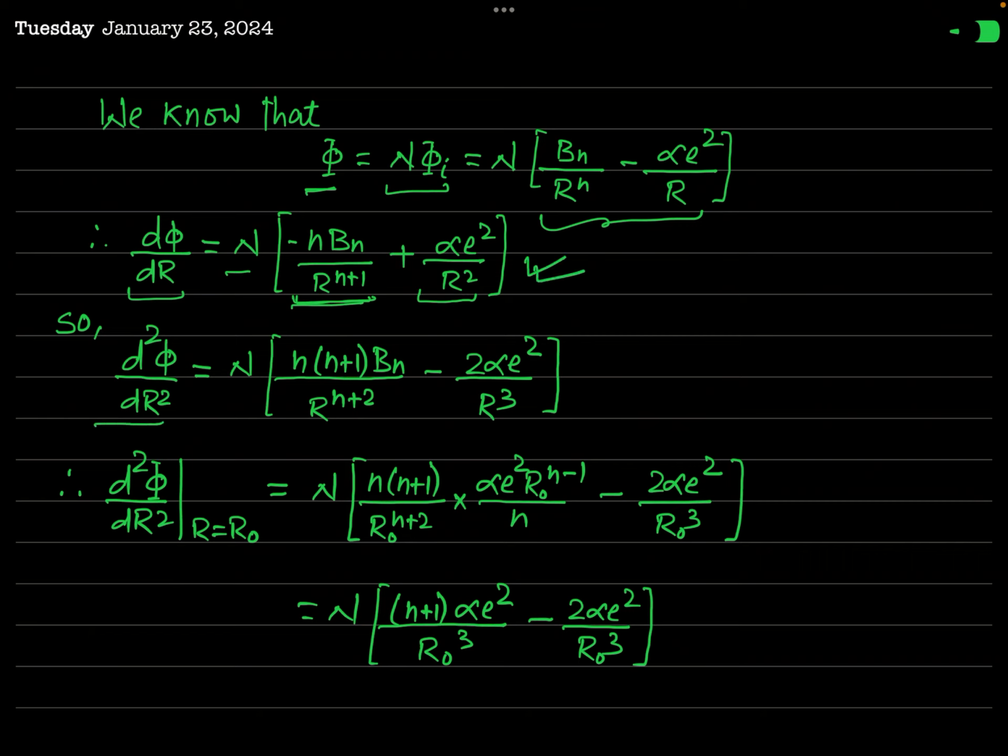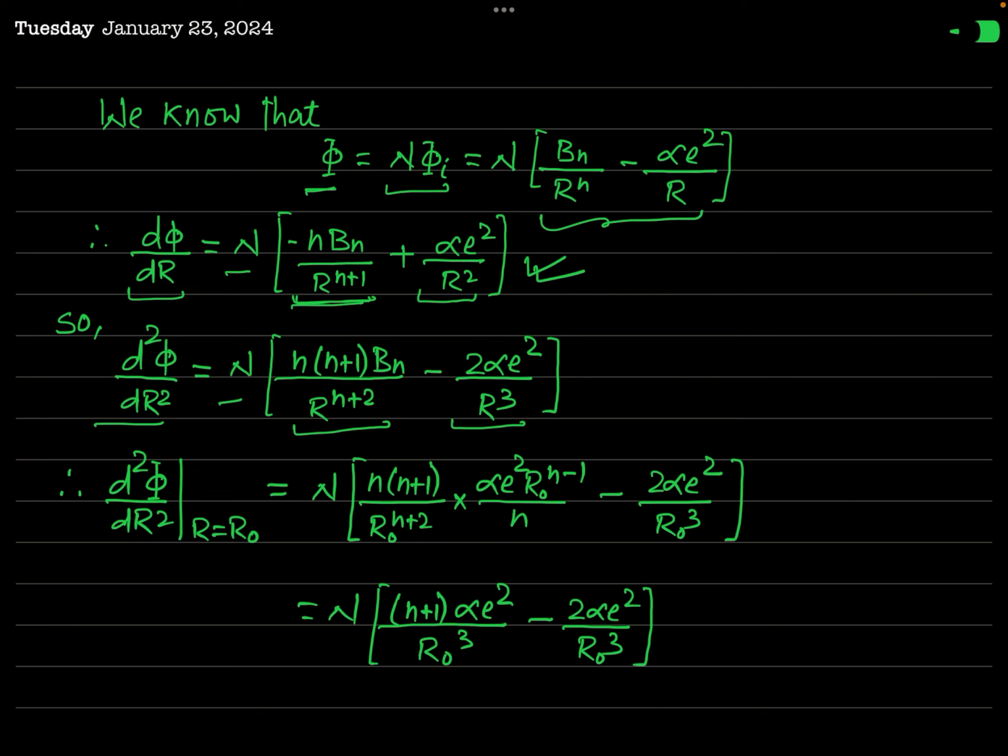Now you can find d2 phi by dr square. This d2 phi by dr square will be equal to n times n into n plus 1 Bn over r to the power n plus 2 minus 2 alpha E square by r cube. This is a simple differentiation. You can do it. Okay.